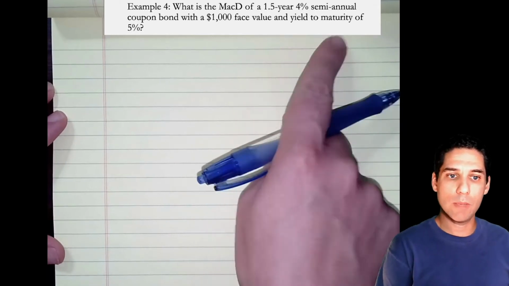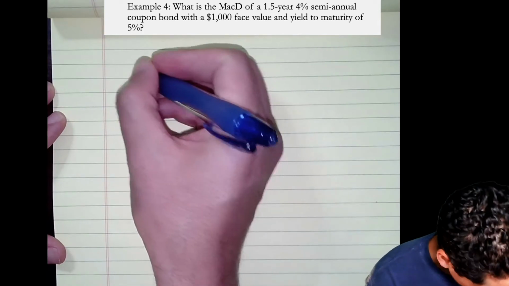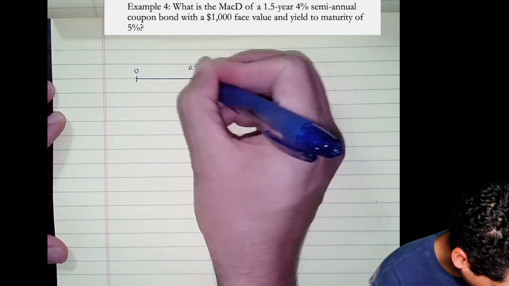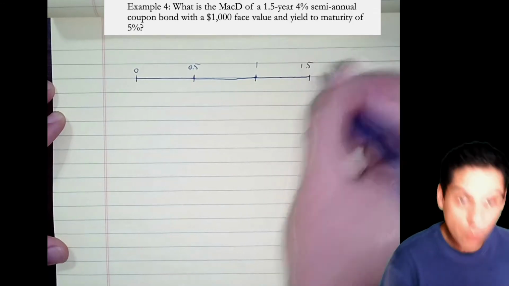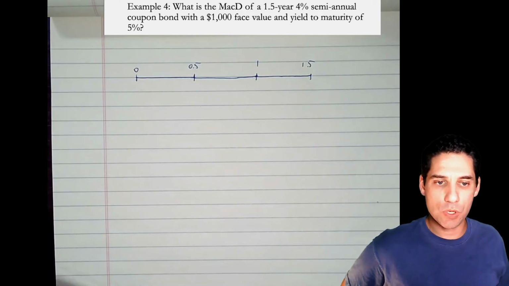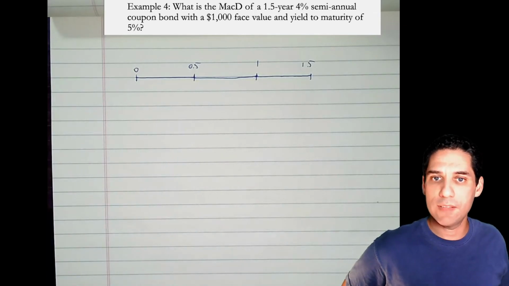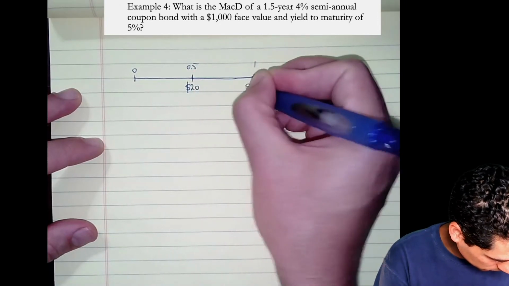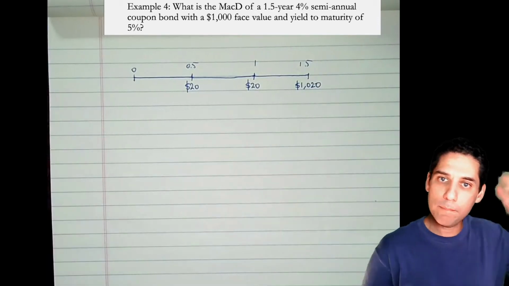So 1.5-year semi-annual. Each increment will be half a year, and we're going to have 3 of them. So we have 0, 0.5, 1, and 1.5. And 4% of 1,000, like the previous question, is 40, but this is semi-annual. So each coupon is going to be half that, so 20. And then the last one is face value plus the last coupon.